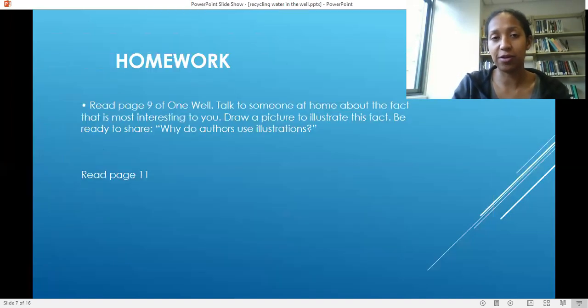Before I end, I will send home a homework assignment: read page 11, which is Plants in the Well. I will ask the students to share with their parents some facts about recycling that interest them, and also to draw an illustration about one of the facts.